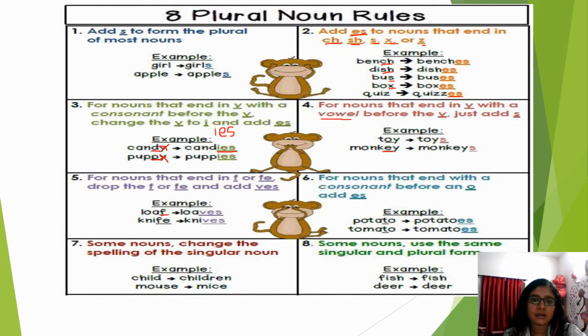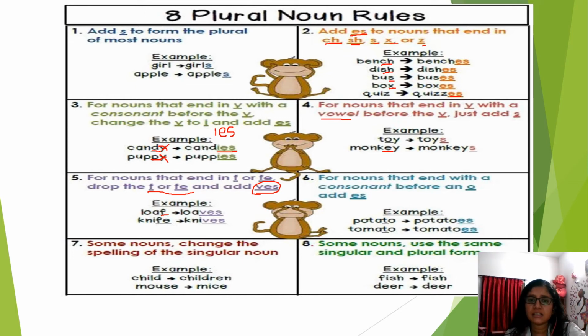So see, loaves. F is taken out and VES is brought in. If the word is ending with F or FE, what you have to do is bring in VES here. This is rule number 5.